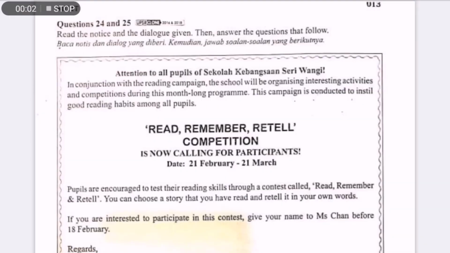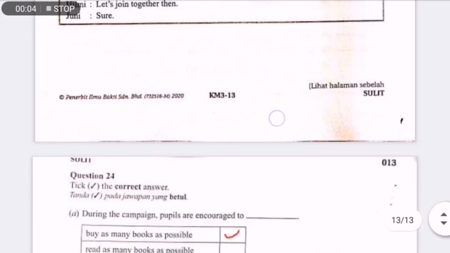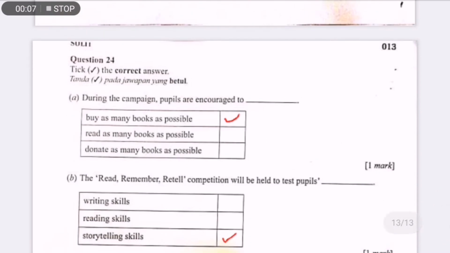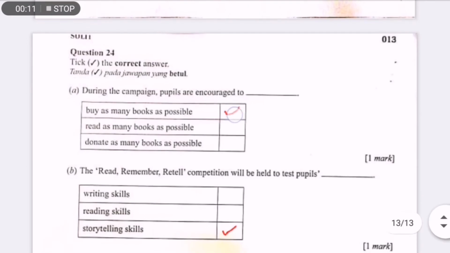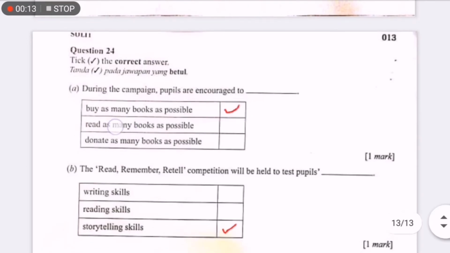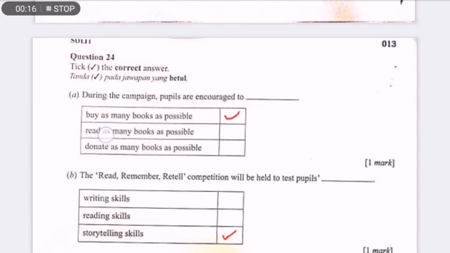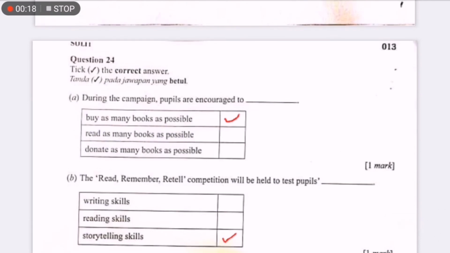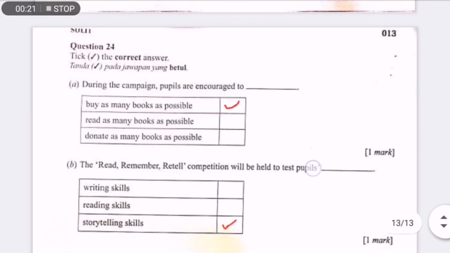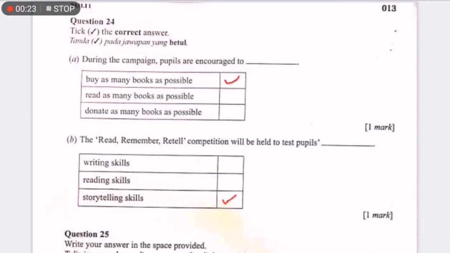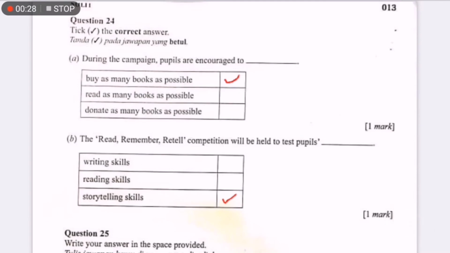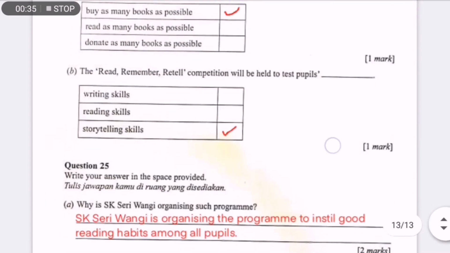Next comprehension question. Question A: during the campaign, pupils are encouraged to, sorry, the answer here I wrote wrongly, it's not this one. The answer is read as many books as possible. The read, remember, and retell competition will be held to test pupils' storytelling skills. You read it out, and you tell the story again in your own words. So, your storytelling skills.